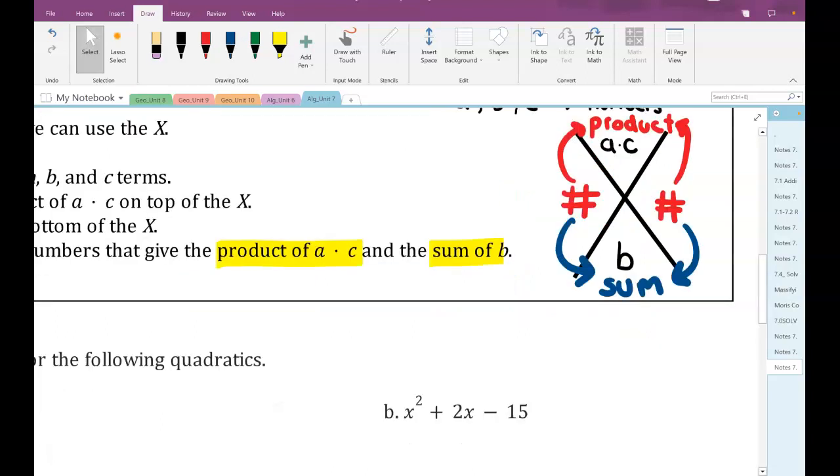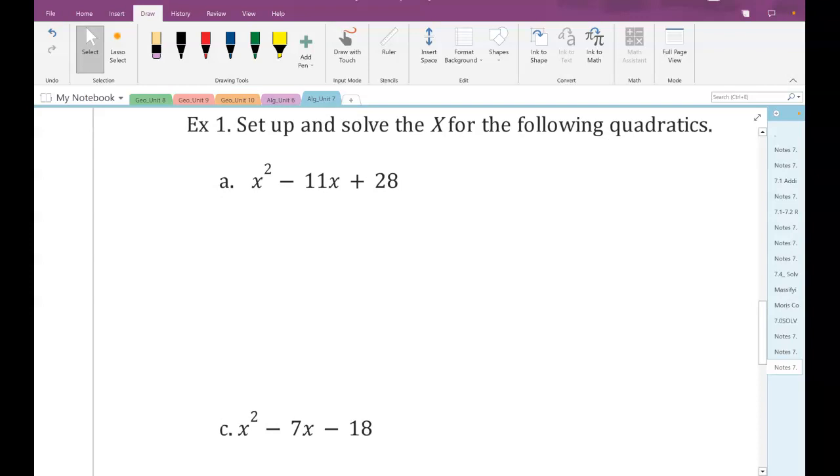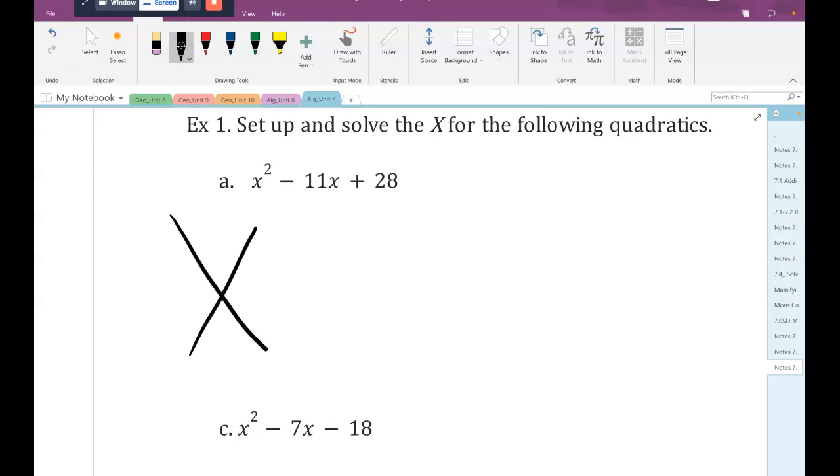So let's do the first example and factor this quadratic. We have x squared minus 11x plus 28. So what we're going to do is draw our x to start, our magic x. What I like to do too, as we're getting more comfortable with these, is make sure you're labeling what your A, B, and C terms are.